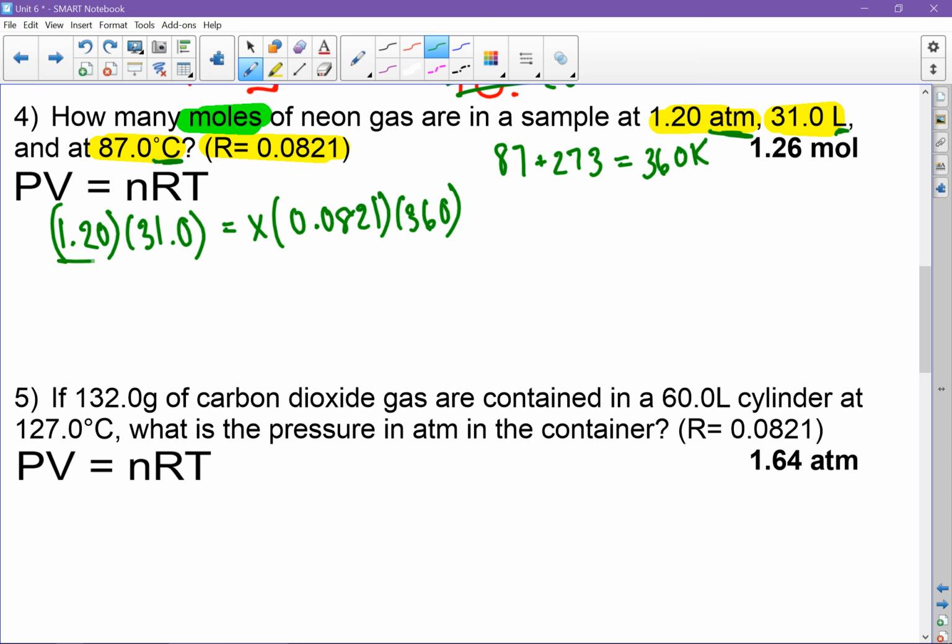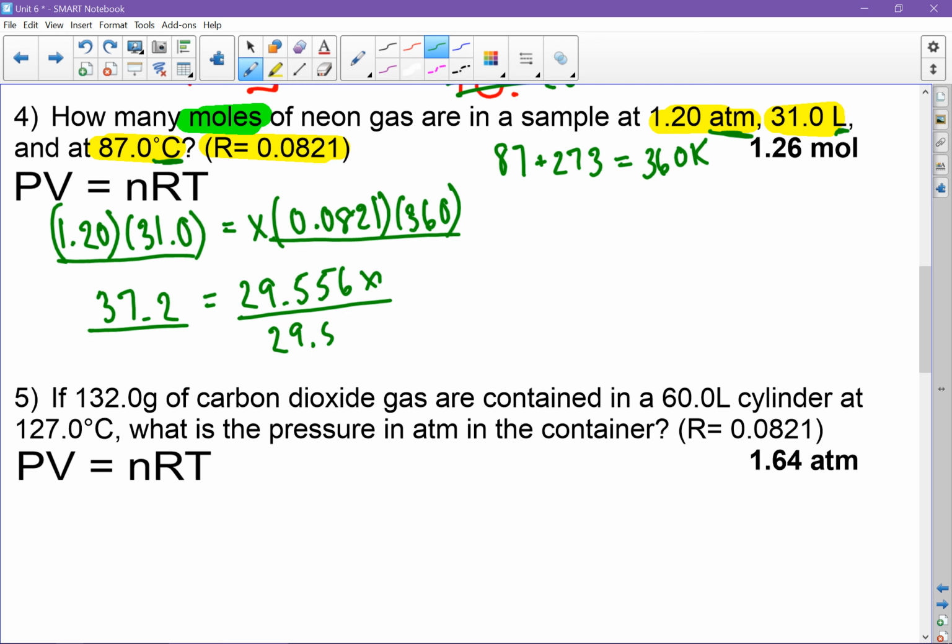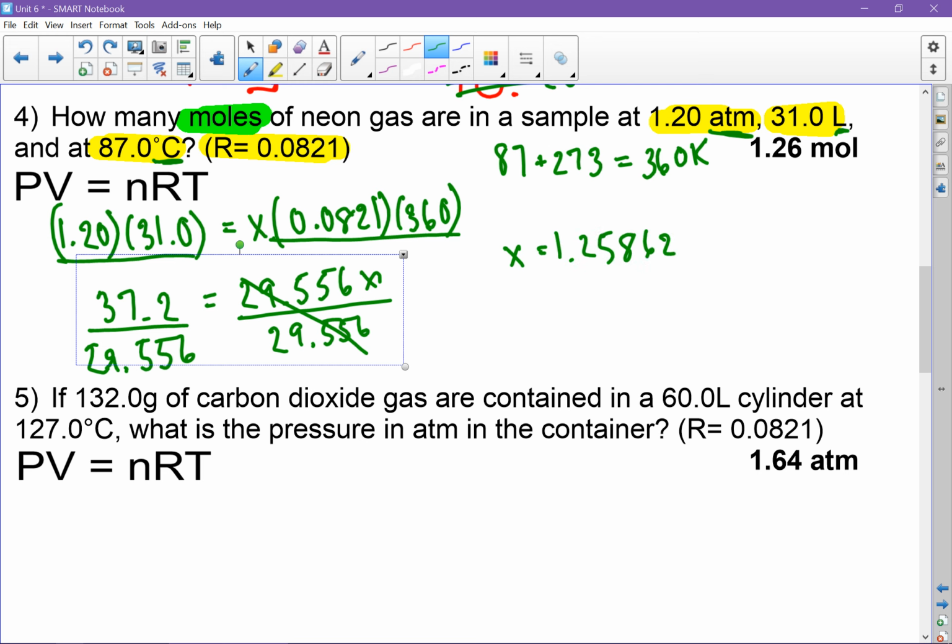Now you're just going to solve, combine like terms on each side by multiplying. So I get over here 37.2, and over here 29.556, and x. Divide by the number with the x. Cross here. My calculator says 1.25862. We're going to check our sig figs.